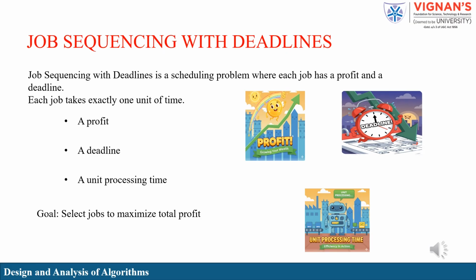The best method is a greedy approach. Sort all jobs by profit in descending order. For each job, place it in the latest free time slot before its deadline. If a slot is free, schedule it. If not, skip the job. This gives the maximum profit schedule.